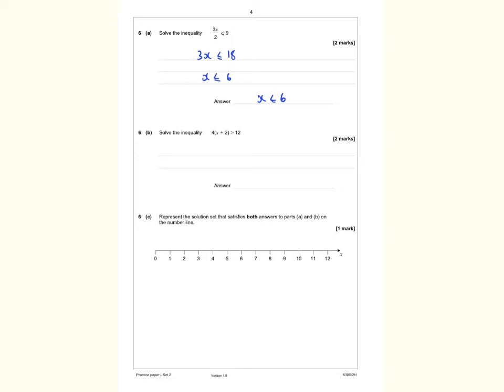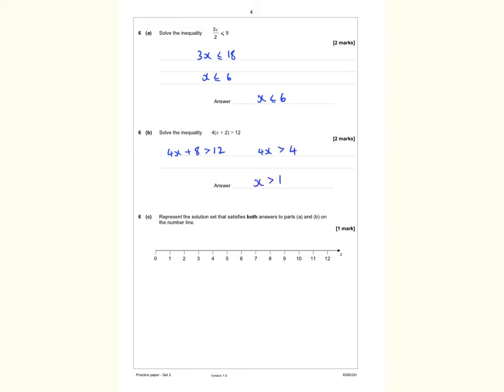And again, I have another inequality here to solve. Okay, and this time I've got brackets. I might want to multiply that out first. So I'm going to have 4x plus 8 is more than 12. Some of you might think actually it's easier to divide by 4 on both sides first. Doesn't matter which way around you do it, both ways will give you the same answer. Take away 8 from both sides, you're going to get 4x is more than 4, and divide both sides by 4, you will get x is more than 1.